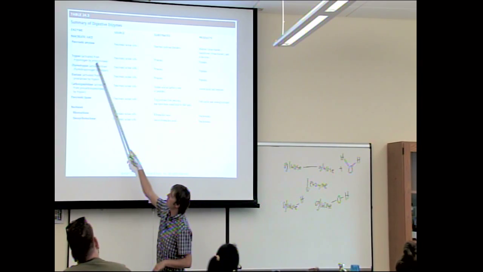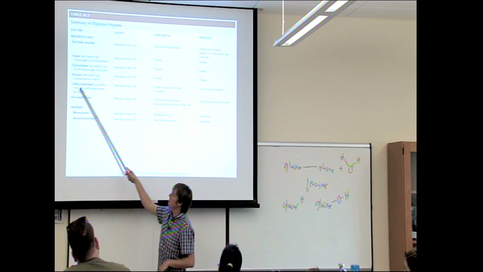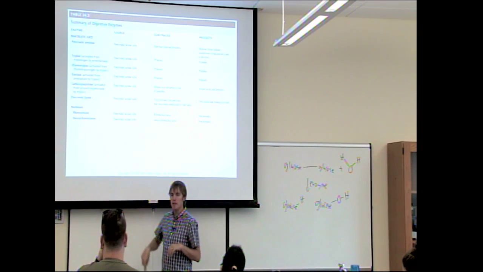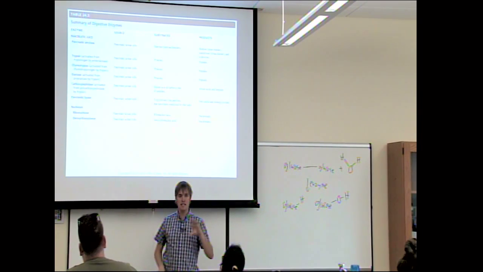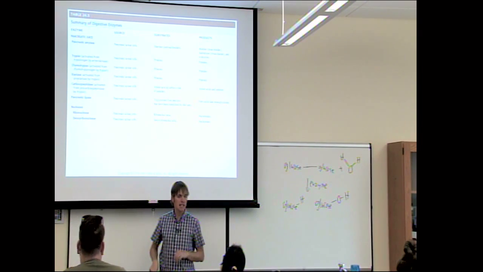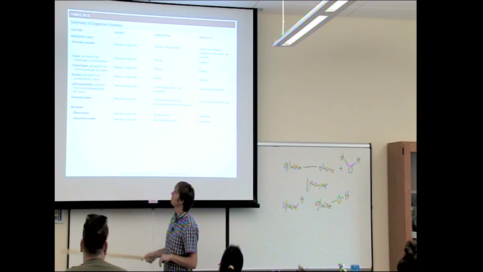And all of these, trypsin, chymotrypsin, elastase, carboxypeptidase, they break down proteins. And you need lots of different ones because proteins have all different shapes. So you need a bunch of different enzymes to break down the proteins in different places.